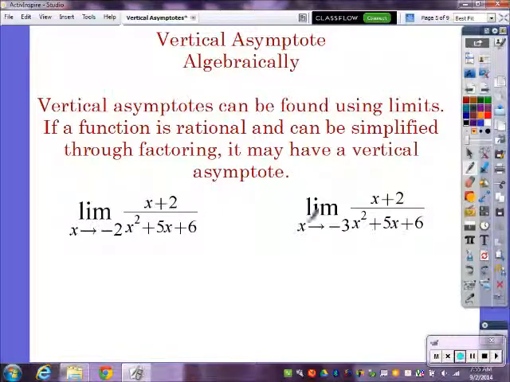So I'm going to look at this function, x plus 2 all over x squared plus 5x plus 6. And I'm going to look at two different cases, one where x approaches negative 2 and one where x approaches negative 3.